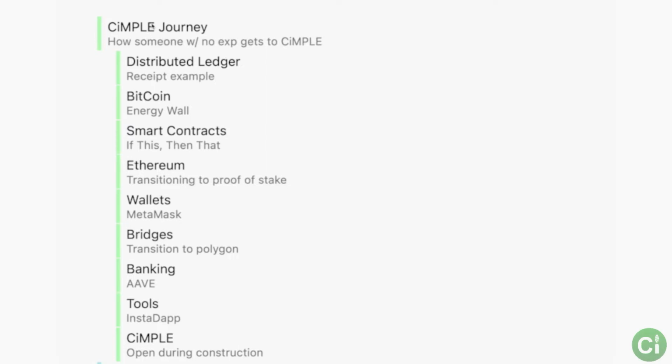We are on the CiMPLE Journey, how someone with no experience gets to simple, and we are now talking about smart contracts before we talk about Ethereum, because there's this basic idea of programming that is really important to understand before you understand what Ethereum is. And so this idea is if this, then that.